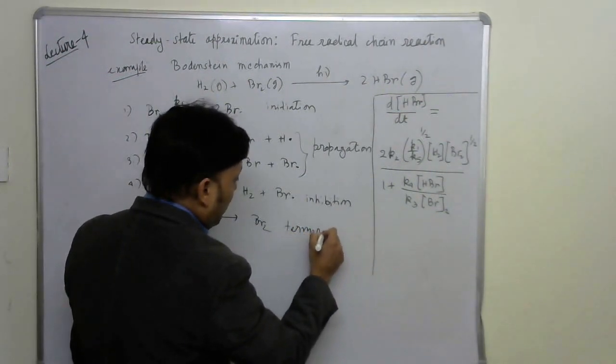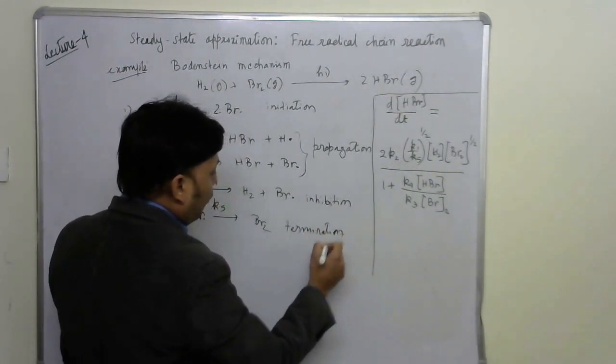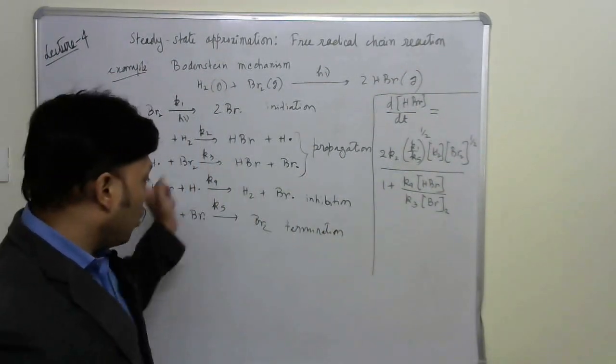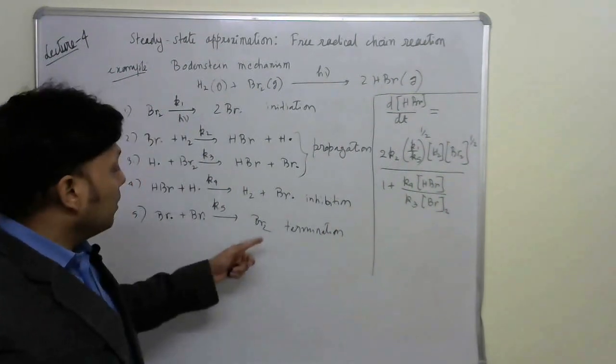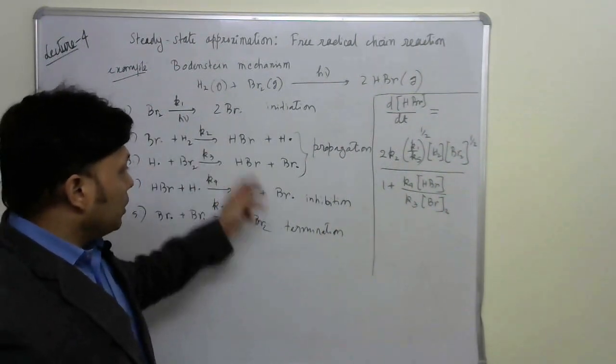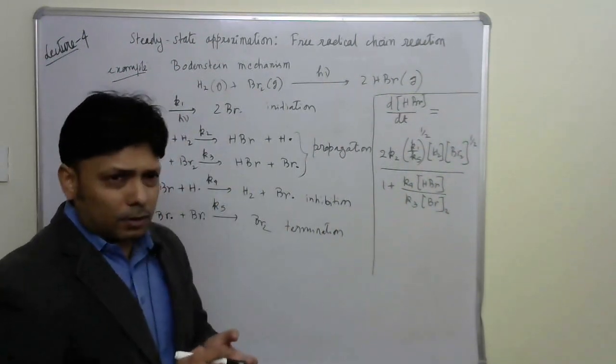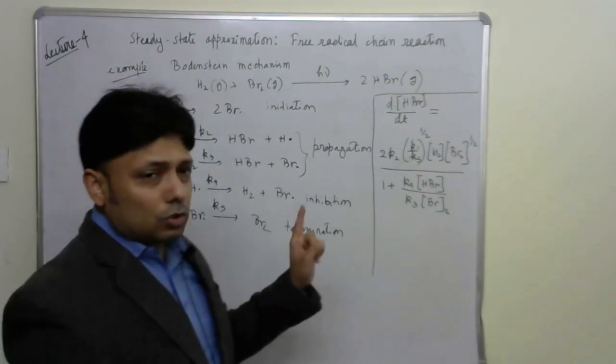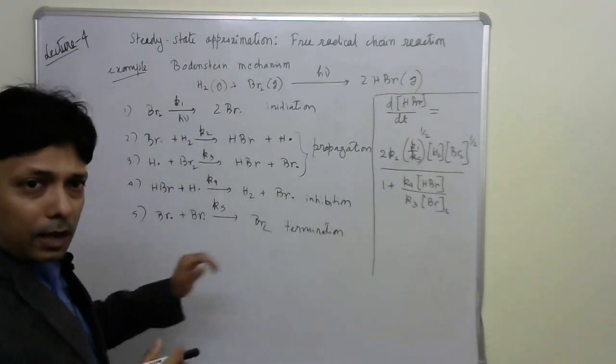In fact, the reaction does not continue forever. It has to stop. And it stops via this mechanism by formation of the bromine molecule back. So these are the individual different types of steps. So now we are going to solve the chemical kinetics.